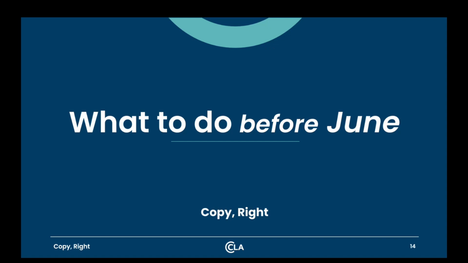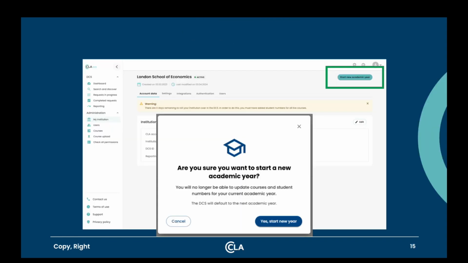So here are some steps to complete before June, and again, this will be very familiar to most of us. A Start New Academic Year button will appear on your institution's page, and the button will be available from around the 18th of May, 14 days before the 1st of June, for institutions that want to roll over early. Only institution admins will be able to see and use this button. Please do not click this yet.